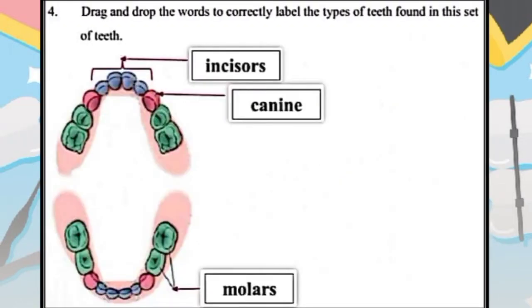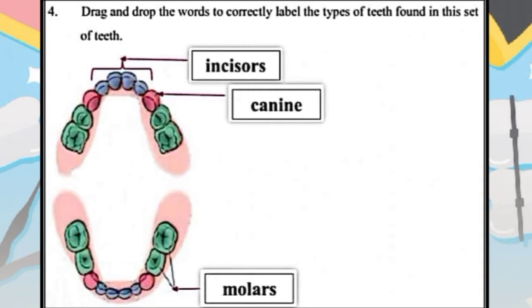Now question number 4. Drag and drop the words to correctly label the types of teeth found in this set of teeth. Types of teeth are molars, incisors and canine. So as you know, our 8 incisor teeth are located in the front part, 4 in upper jaw and 4 in lower jaw. So here front teeth are incisor teeth.